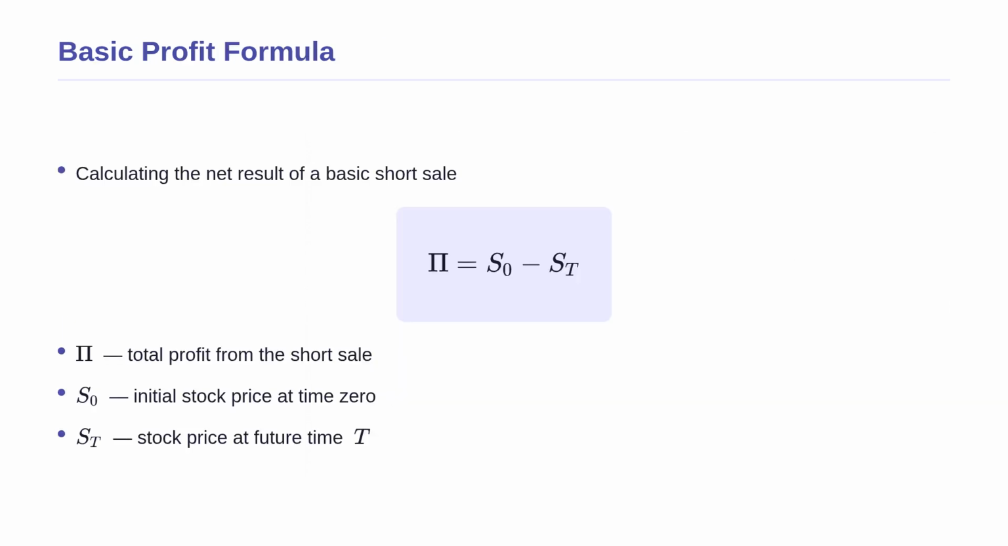This visual process translates directly into a simple mathematical formula. The total profit, denoted by the Greek letter pi, is equal to the initial stock price, S0, minus the future stock price, ST. Conceptually, this is just the money you collected at the start minus the money you spent at the end. If the final price ST is smaller than the initial price S0, your profit is positive. But if the price goes up, your profit becomes negative, meaning you lose money.